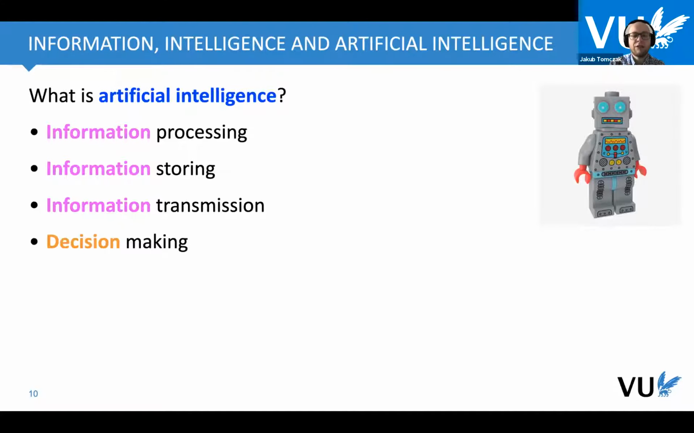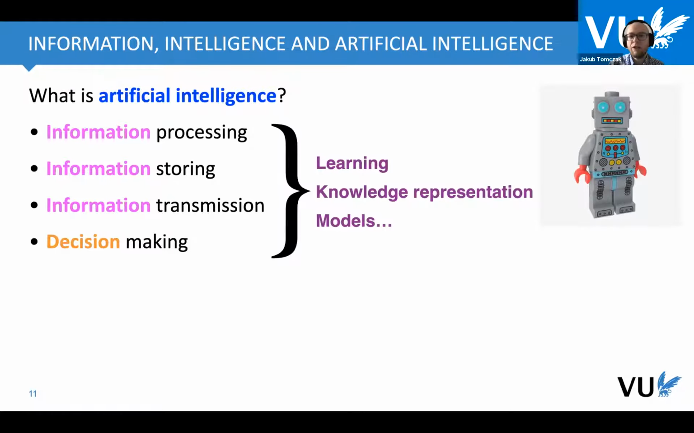And altogether, to achieve these goals in some sense, we need learning. We need to know how to represent knowledge internally. We need some models in general. Okay, so this is a pretty vague definition of artificial intelligence. It consists of many different aspects, and we should take care of them.